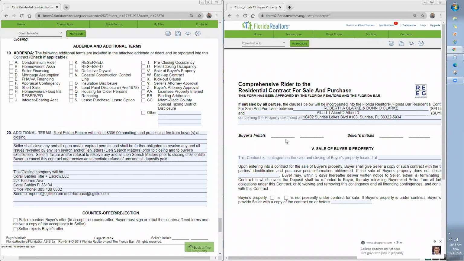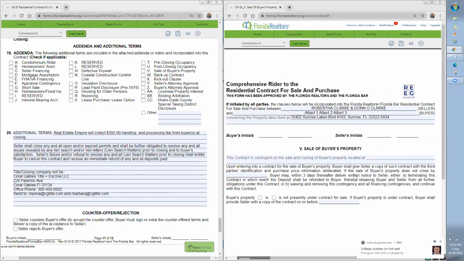Okay? And here are the conditions. I am entering into this contract to buy your property, but if the sale of my property does not close by, let's say, November 15th, all right? If I don't close by November 15th, then within 3 days of that date, I can send you a written notice saying I no longer want to buy your property, or I no longer can buy your property. Why is that there?